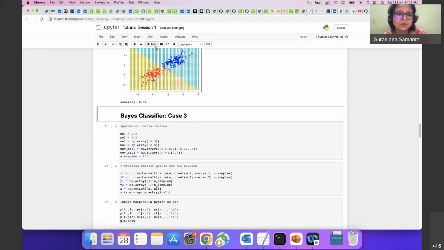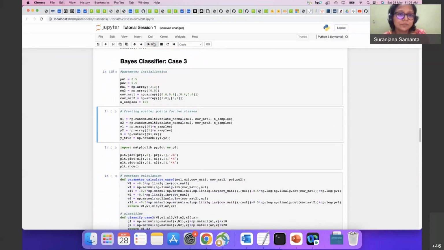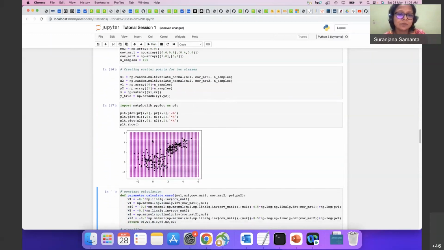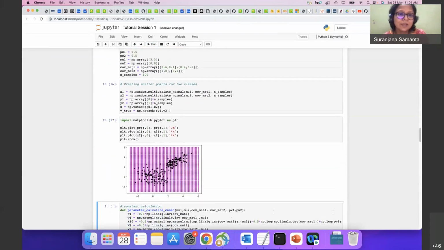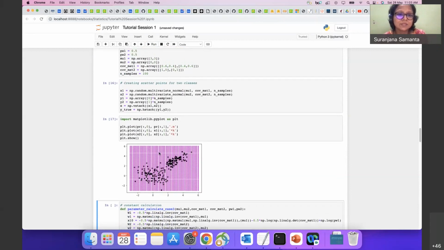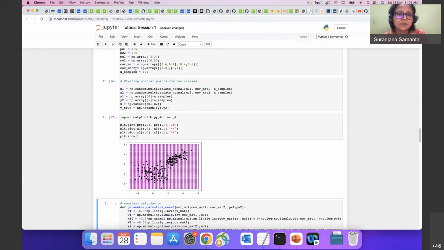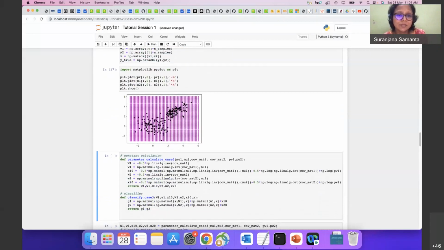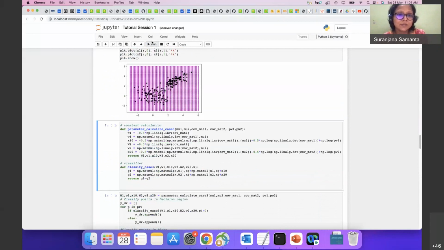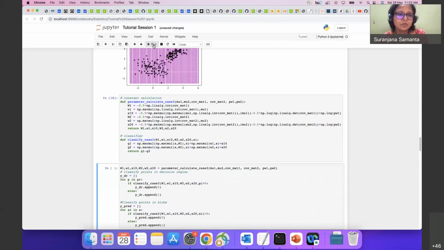Now case 3 becomes more interesting, right? Now we are moving from this linear to a non-linear quadratic kind of equation. So we should see a significant change in the decision boundary. Again, the covariance matrices for class 1 and class 2 are different, so the data here also changes, as you can see. The blobs change. Now we do the calculation.